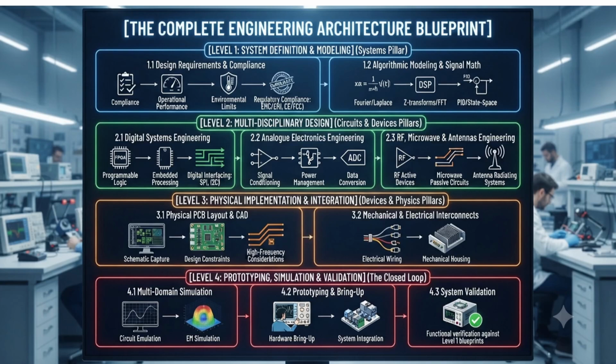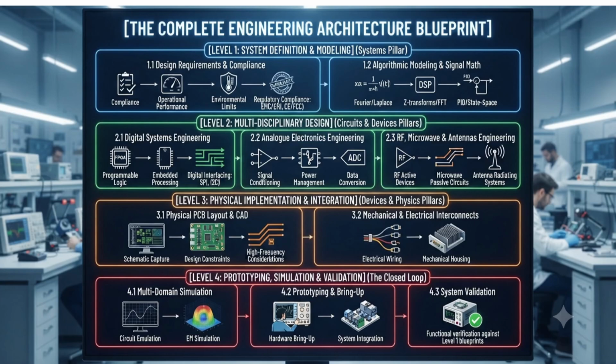Moving to level 3, we enter physical implementation and integration. This is where schematics turn into multi-layer printed circuit board layouts with controlled impedance, and where we build out the mechanical housings, thermal heatsink paths, and electrical harnesses to protect the hardware.